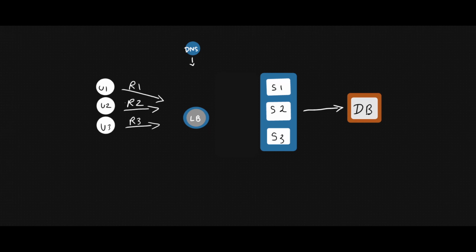Requests are assigned sequentially. The first request goes to server 1, the second goes to server 2, the third goes to server 3, and the cycle continues. It assumes all servers are identical and all requests are similar. In real systems, that's rarely true, but it's the perfect starting point.